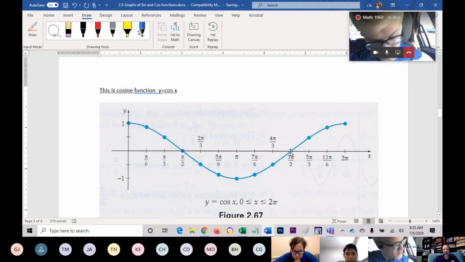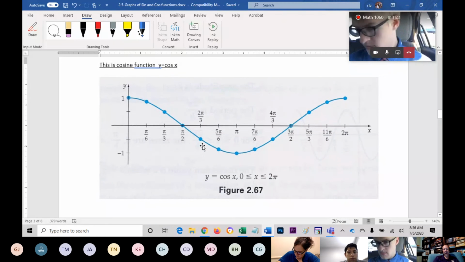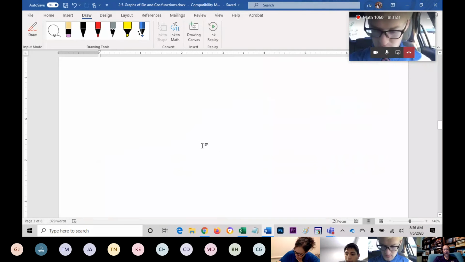3 pi halves, okay? So if you're graphing the cosine function, the five points that I want to see are 0, pi halves, pi, 3 pi halves, and 2 pi, okay? The amplitude's going to start at 1, it's going to go to negative 1 at pi, and then it's going to go back up to positive 1, and then it will just keep repeating, okay? So those are kind of the five things I will be looking for on the cosine function.